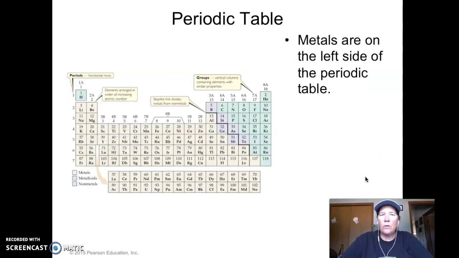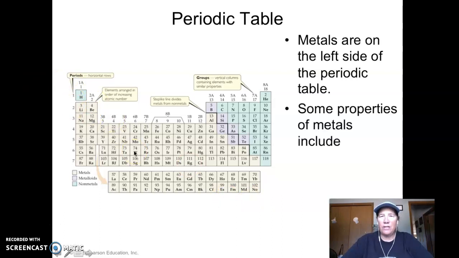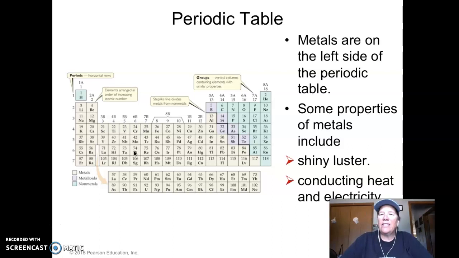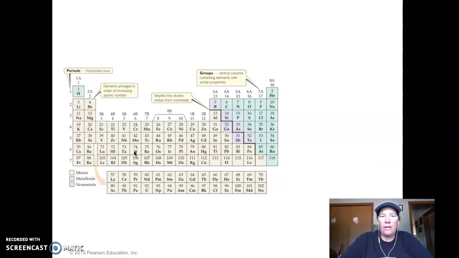So the metals, which most of your elements are metals. Don't count hydrogen. Hydrogen is an element among itself, but all of these yellows, those are all metals. So you can see almost 90% of the elements are metals, and they're found over here, and they have certain characteristics. They're shiny, which means they have luster. They conduct heat and electricity, which is what we really love metals for. Most of them are solids except for mercury. Mercury is the only metal that's a liquid at room temperature.